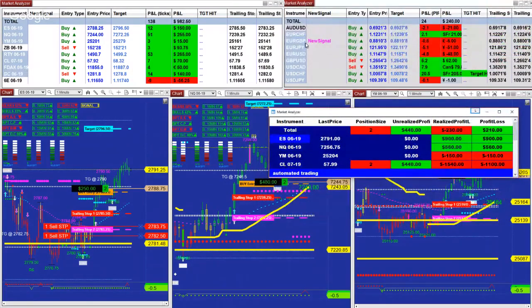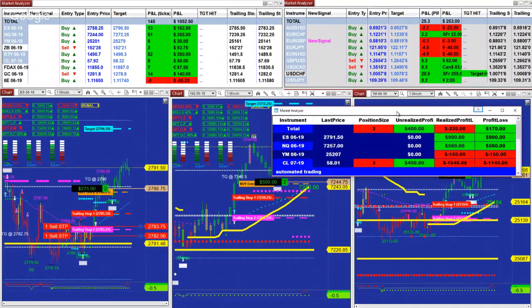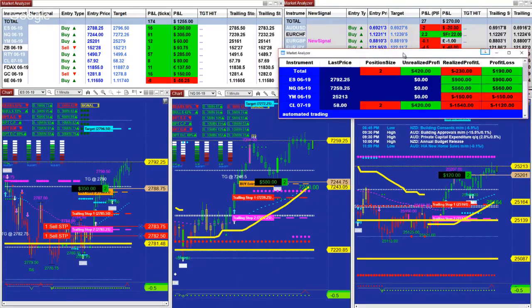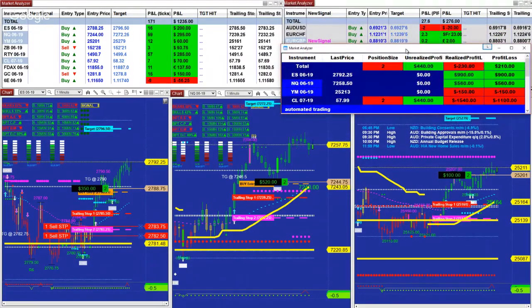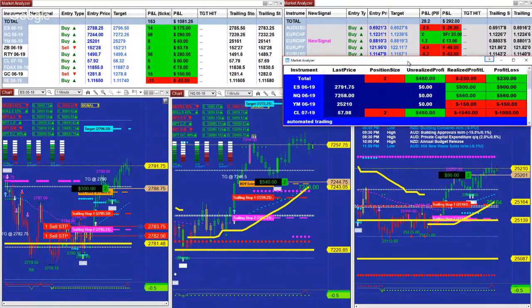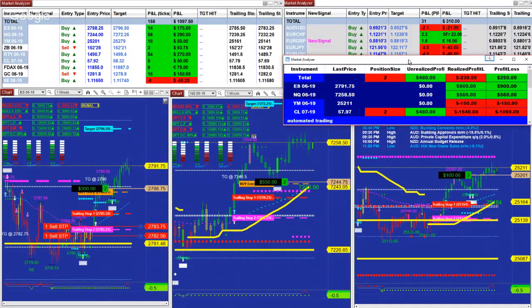A new signal, Euro British Pound, buy 88.103, target 81.819.9. I don't trade that, so I don't know what you want to do with it, but here are your numbers. I only trade the euro dollar. The rest, I have no integration whatsoever.